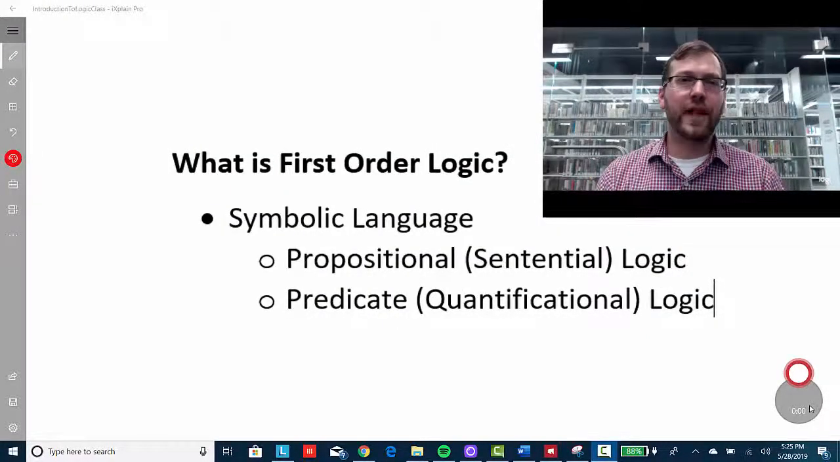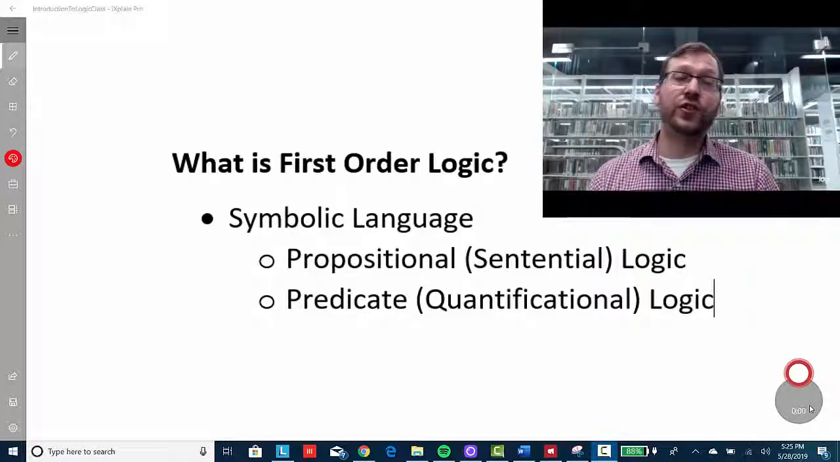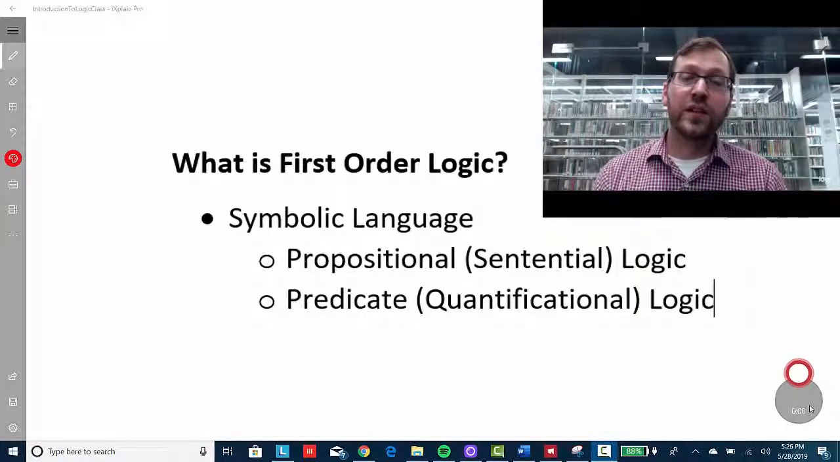First order logic deep down is a kind of language. And unlike English, it's a symbolic language. English is what we call a natural language. And what a symbolic language does is it encodes certain features of a natural language. And by encoding them and using particular symbols for those features, it brings to the forefront of our consciousness those features of language.